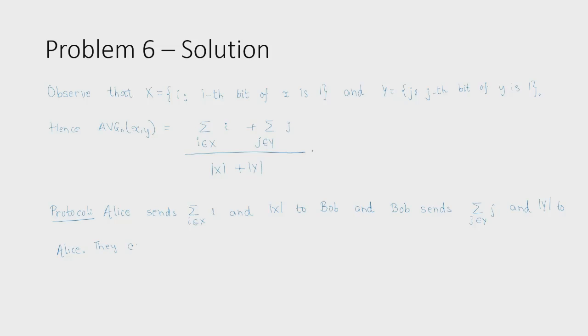Take and then compute. Right? Is this fine? Okay. So now let's look at how many bits are communicated using this protocol. So this correctly computes the average. Now we need to find out the number of bits communicated by this protocol.